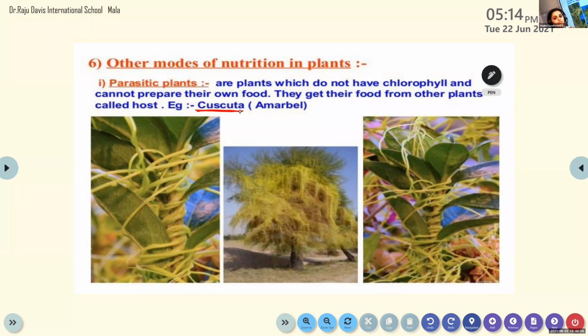And here we need to discuss one more point, that is the host and the parasite. So now we are going to discuss the host and the parasite. Here in this figure, you can see two plants, right? One is a tree-like structure. It's a tree. And what does this tubular structure represent? Who is this tubular structure? Is it a plant? Cuscuta. Yes, very good. It represents the Cuscuta, or amarbel.